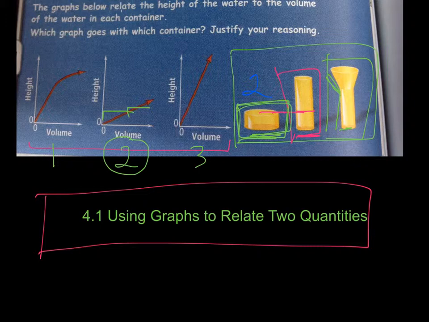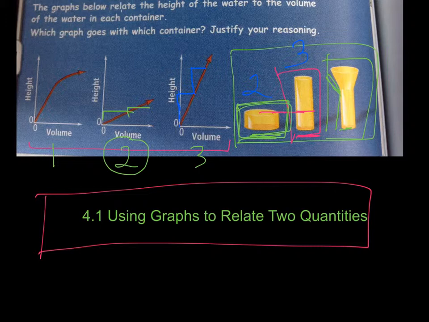And then our second container, again, it's constant. The shape doesn't change at any point. So we can kind of say, okay, well, it's not 1, because obviously this graph here changes at some point. And then 3, let's look at it. Well, the height goes way up, and then over a little bit, and then way up and over a little bit, which is what's happening here, right? The height is going up faster, and the volume's increasing a little bit. So 3 goes with this one here.